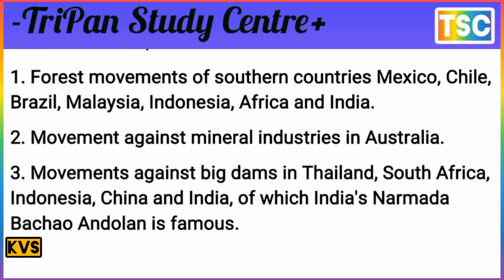You know that the movement is listed as a very big one, but some movements here: the forest movement of the South countries, Mexico, Chile, Brazil, Malaysia, Indonesia, Africa and India. The movement against the mineral industry in Australia, and the movement against the big dams in Thailand, South Africa, Indonesia, China and India. You know that India has the Narmada Bachao Andolan, which is very famous. But see the 3 points, a maximum of two-sided Indian movements they consider here.